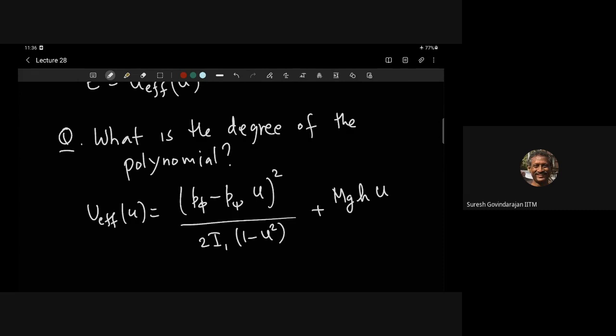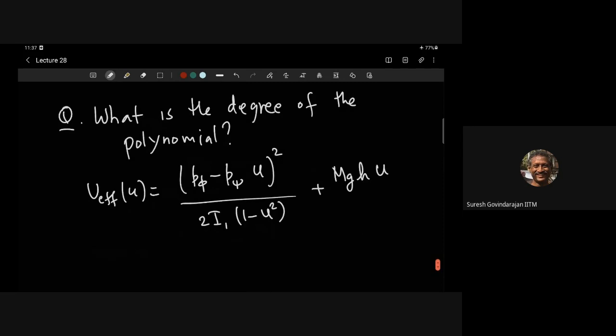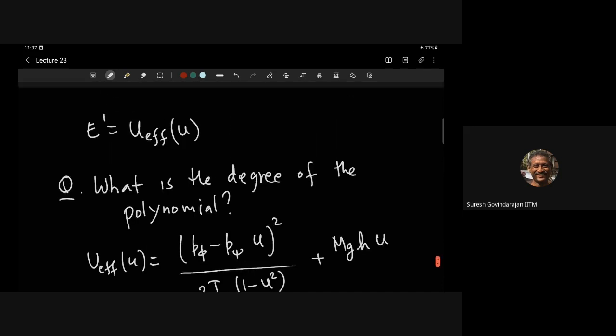Okay, so what is the degree? This is E prime equal to u, but there's a 1 minus u squared in the denominator. So to make it a polynomial, what we should do is multiply this whole thing by 1 minus u squared. So what is the degree of the polynomial?